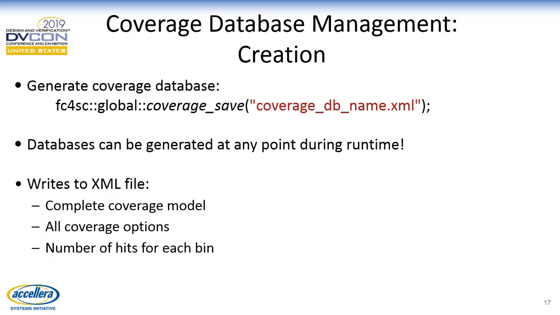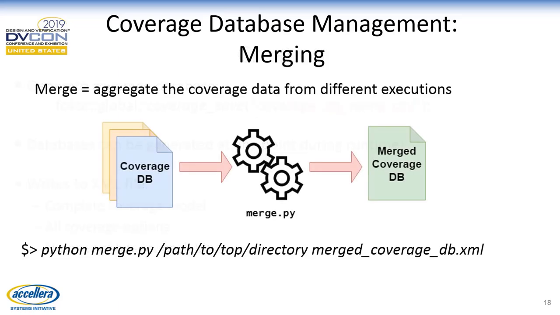In order to be able to do all that, you first need a coverage database. To do that, you can use the function coverage save, which just exports the whole coverage model with all the options and the number of hits in each bin. Of course, this can be generated at any time during execution. One other tool which we have is the merging script, which can be used for when you have a regression with multiple runs, you need some way to merge the results together, and this is what we use.